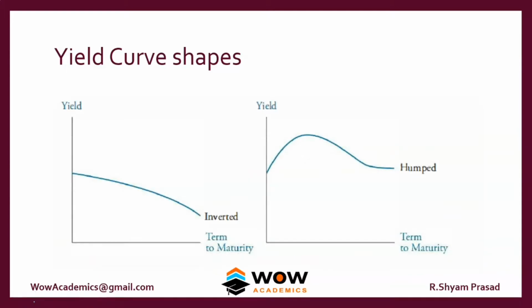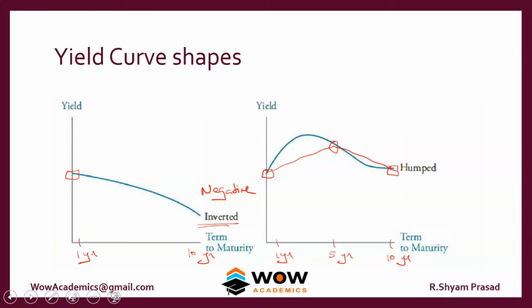In this diagram, we see that the 1-year interest rate for a bond is higher than the 10-year interest rate, and this is called the inverted yield curve, or it can also be called a negative yield curve. This is another yield curve where the 1-year bond is lower, for the 5-year bond the interest rate is higher, and for the 10-year bond the interest rate is again lower. So the yield curve can go up and down, and there are different shapes it can take.